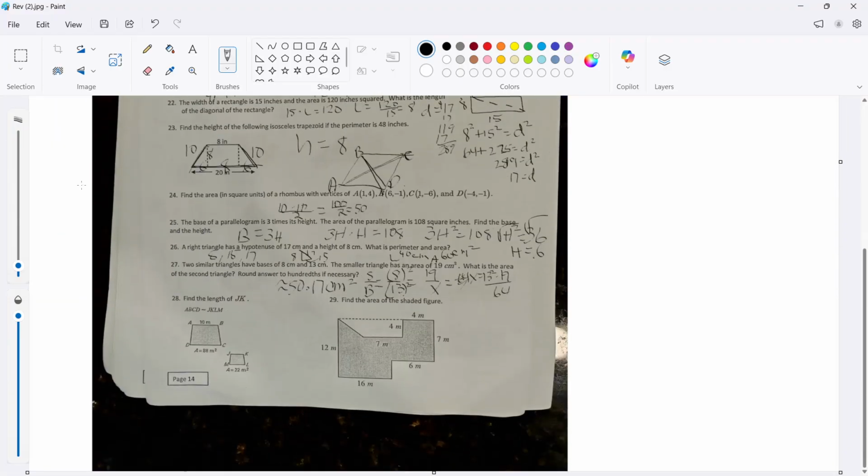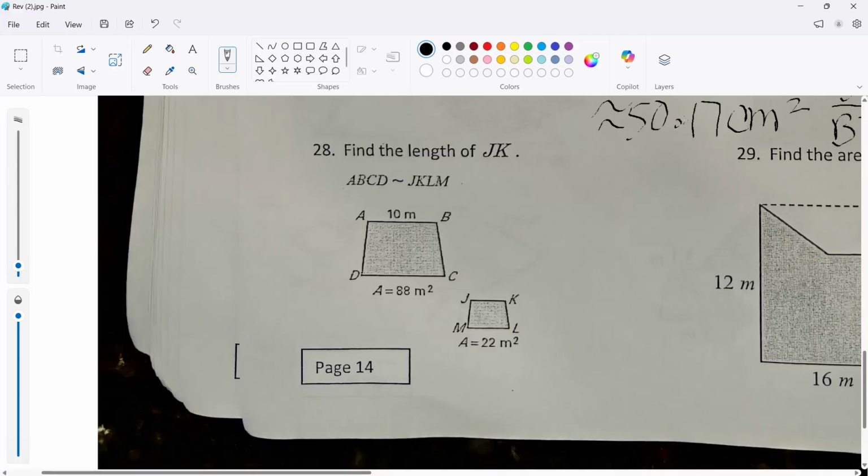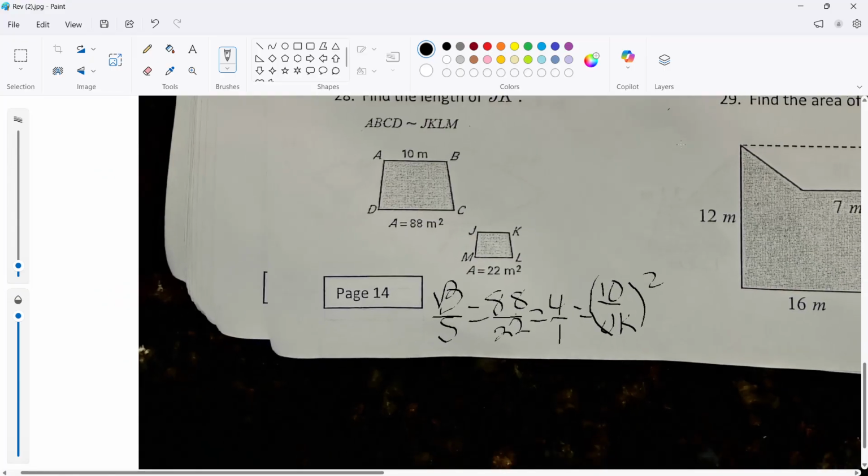Okay, only two more. Find the length of JK. Well, again, I've got area to area. So I've got 88. I'm going to go big to small equals 88 over 22 equals 4 to 1. And then that equals 10 to JK, but that would be squared. Well, I can either square it or take the square root. The square root of 4 is 2, the square root of 1 is 1, and then the square root of something squared is just the thing itself, 10 over JK. And then I've got 2JK equals 10.